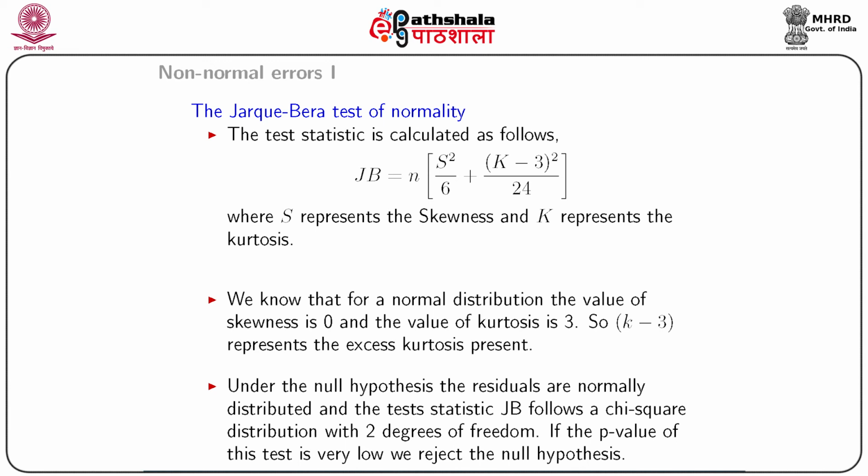So, as the distribution of the error terms deviates from normal, in other words, if it follows any other distribution but normal, then the value of this JB statistic will be different from 0. As the value of this test statistic gets bigger and bigger, and if this value gets greater than the critical value from the chi-square with 2 degrees of freedom, we reject the null hypothesis that the errors are normally distributed.